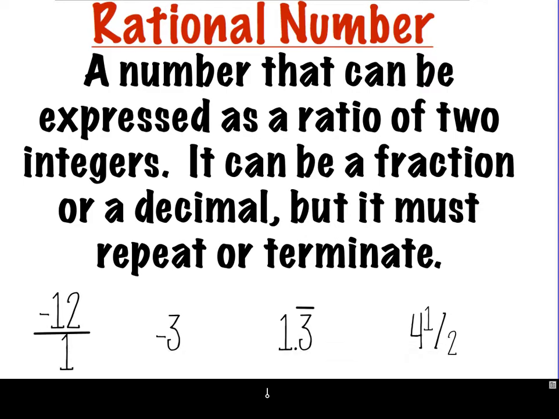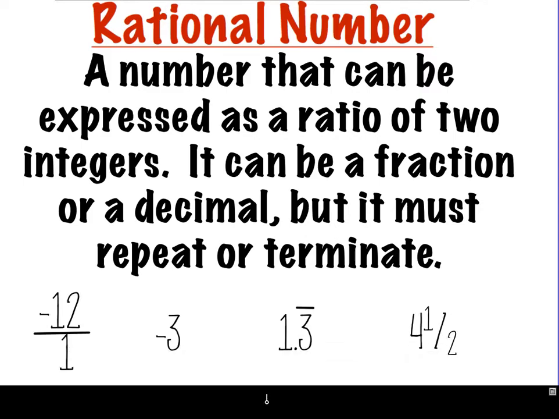All right, so for example, these numbers listed below are all examples of rational numbers. So negative 12 is listed as negative 12 over 1. Negative 3, even though it doesn't have a fraction or a decimal, is still a rational number because I could turn it into negative 3 over 1. 1.3 repeating does have a decimal, but since that decimal repeats, so it goes 3, 3, 3, 3, 3, it's a rational number. Okay, and then 4.5. This is also a rational number because it has a fraction and it's also a decimal that can terminate.